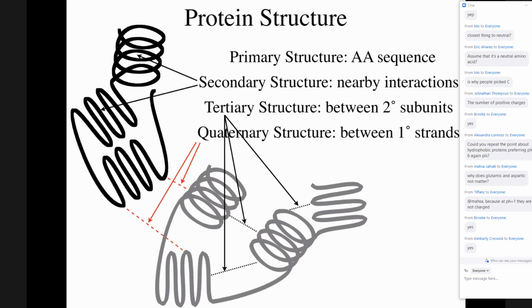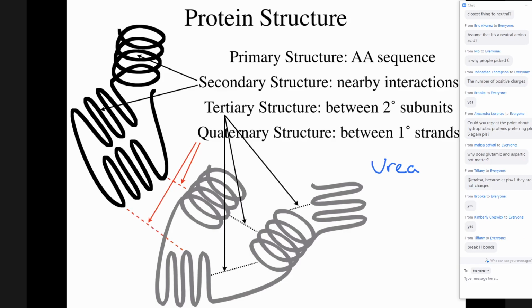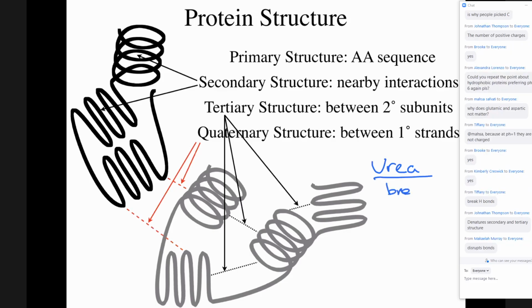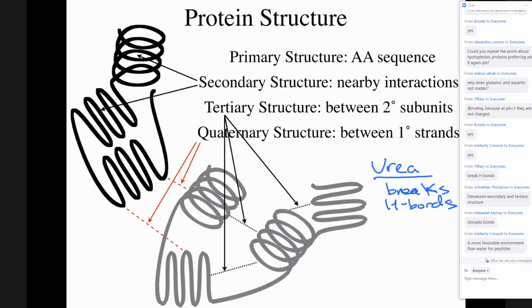So I'm going to put a reagent in here, and it's going to mess with you. But what does urea do? Breaks H bonds. Which means, in theory, could it mess up quaternary? Sure. Could it mess tertiary? Mess up secondary. So is it a denaturing agent? Does it break this down?